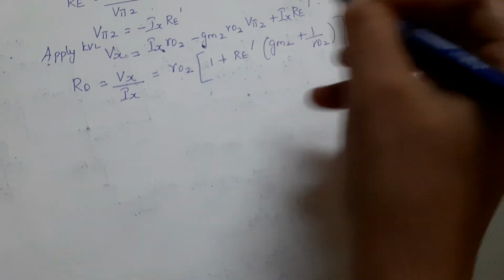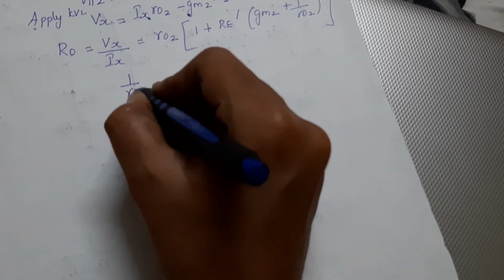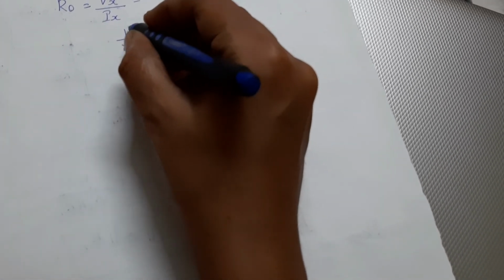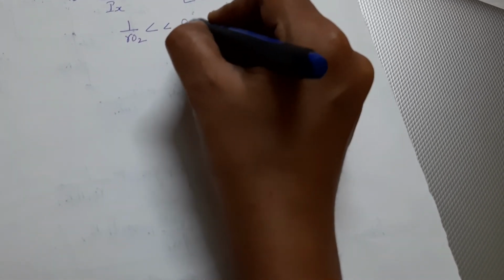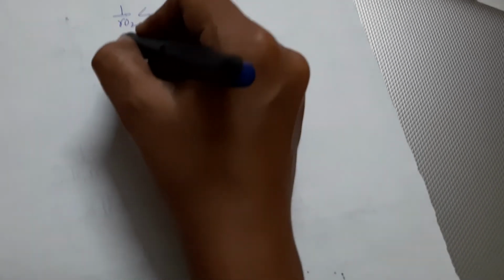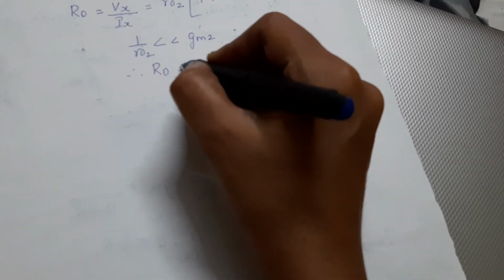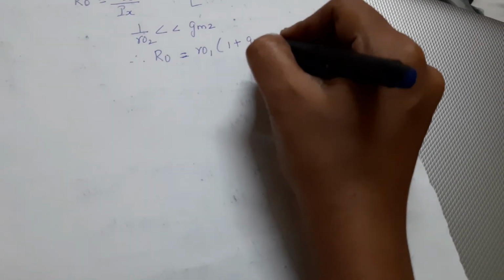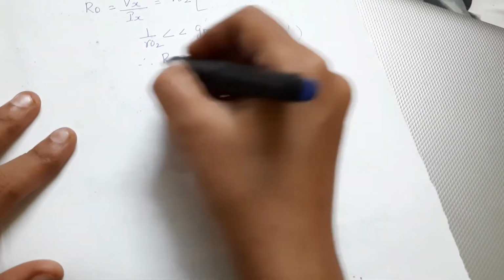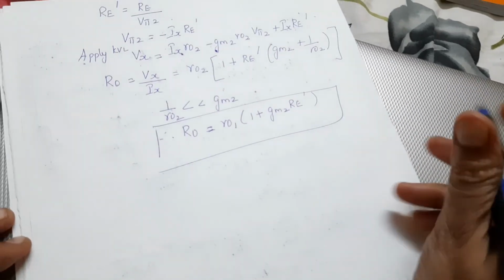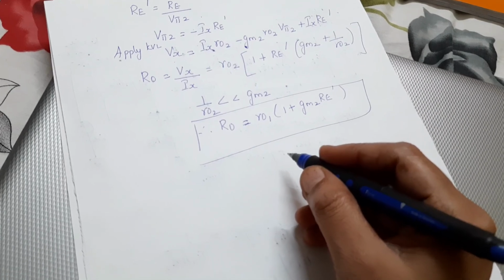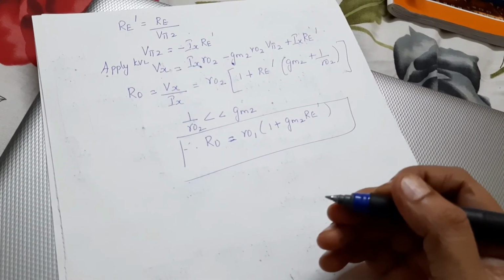If you solve, you will get this equation. 1 by R02 is nothing but the internal resistance of transistor 2. If 1 by R02 is much less than the transconductance gm2, we can simplify our R0 as R01 upon 1 plus gm2 Re dash, where Re dash is nothing but Re parallel Rπ2. Hope you have understood the Widlar current source, how to calculate the I reference, I0, and then the output resistance. Thank you.